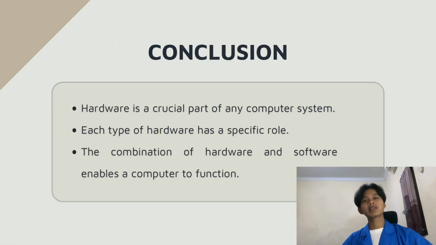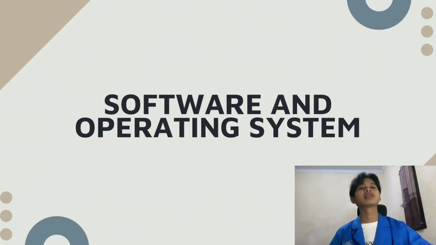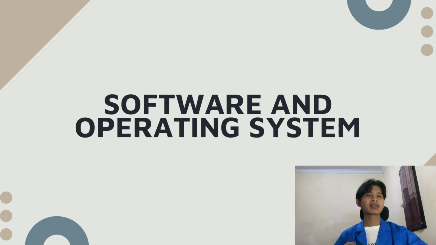In conclusion, hardware is essential in every computer system. Each type of hardware has a specific role, whether for input, output, processing, or storage. Together with software, hardware makes it possible for a computer to perform tasks effectively. Next, I will present software and operating systems. This presentation will help us understand what they are, how they work, and why they are essential.